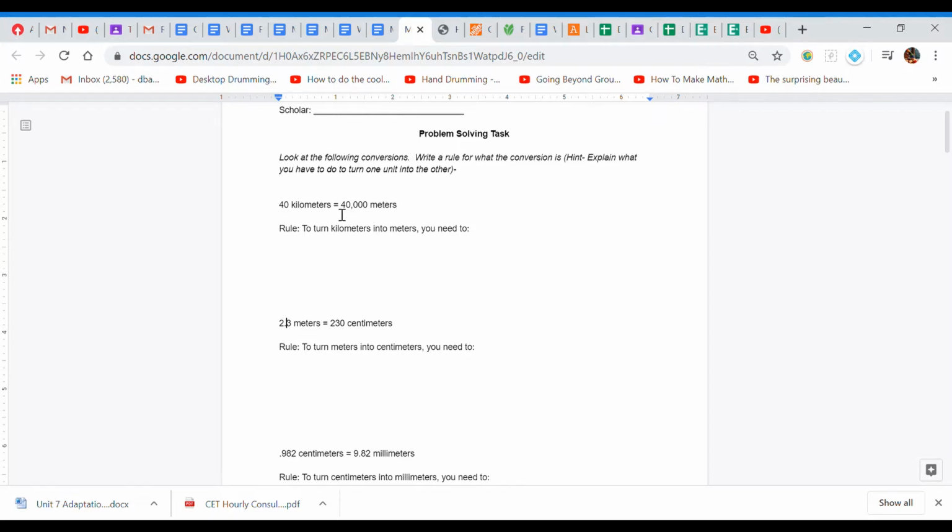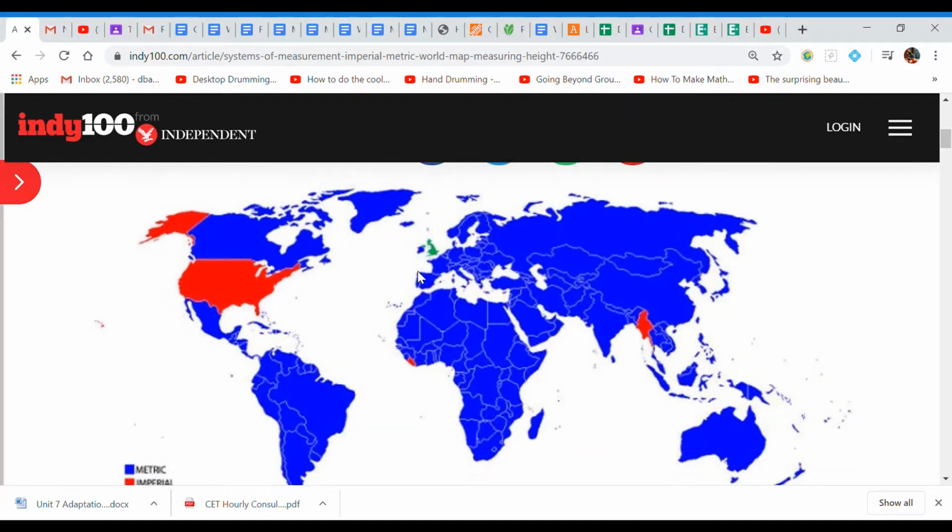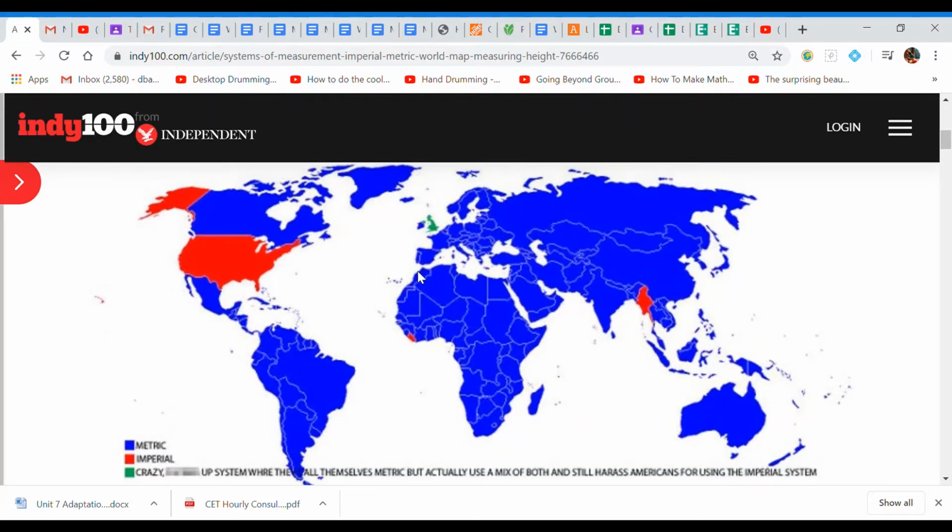You saw, well, if I'm turning kilometers into meters, what can I do? This is why the metric system is so great, friends. I want to go back to that map I showed you before. This is the map. The metric system is used in almost every country in the world. The reason why? It just makes sense. So let's go back and talk about why it makes so much sense.